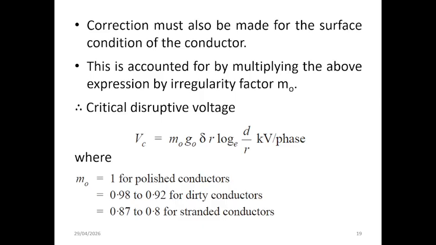Therefore, the modified expression for the critical disruptive voltage will be this equation, as you can see here in this slide, where M0 represents the surface irregularity factor of the conductor. For a perfectly smooth conductor, M0 is equal to 1, while for rough or standard conductors, M0 is less than 1, indicating a reduction in the disruptive voltage level. This correction ensures more accurate prediction of corona onset in practical transmission line conditions.